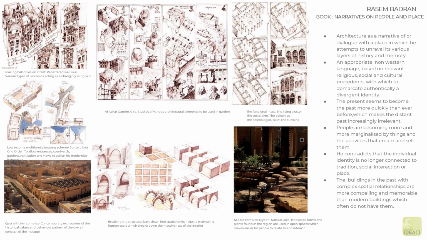Our seventh author is Rasem Badran. Narrative on People and Place. The book unravels various layers of history and memory and talks about non-Western language based on relevant religious, social, and cultural precedents. Further, the author talks about how the present seems to become the past more quickly than ever before and increasingly irrelevant. The author strongly believes buildings of the past with complex spatial relationships are more compelling and memorable than modern buildings. He contradicts that individual identity is no longer connected to tradition, social interaction, or a place.